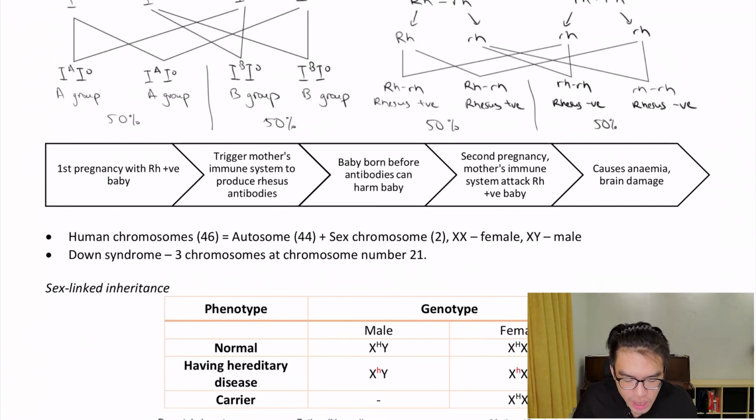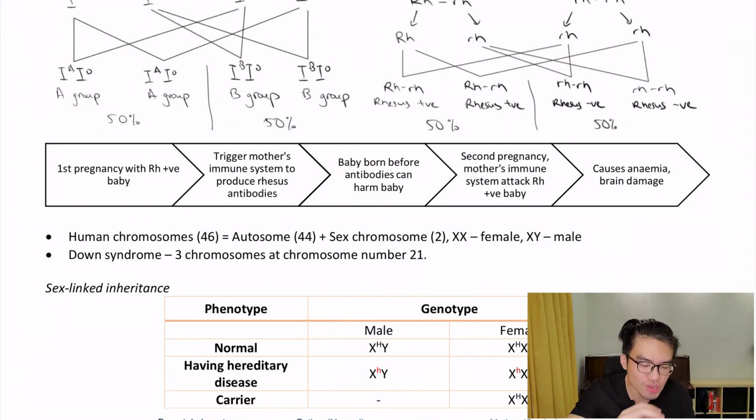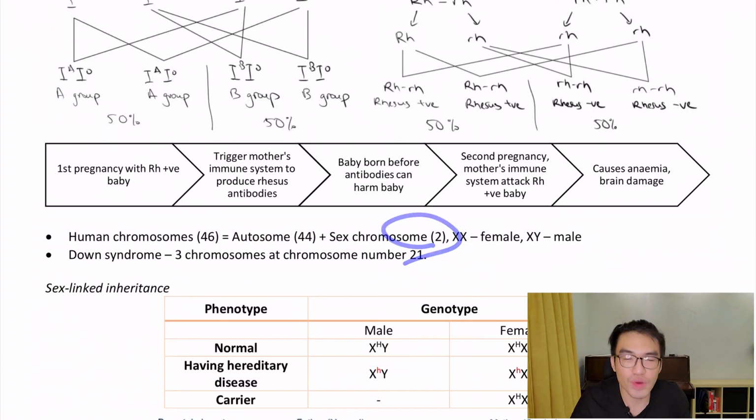Alright, moving on. So the human chromosome number is 46, with 44 autosomes, which determine all your characteristics like your eye color, your hair texture, your skin color, and so on. And of course, the last two are what we call your sex chromosomes. XX is female, XY is male.